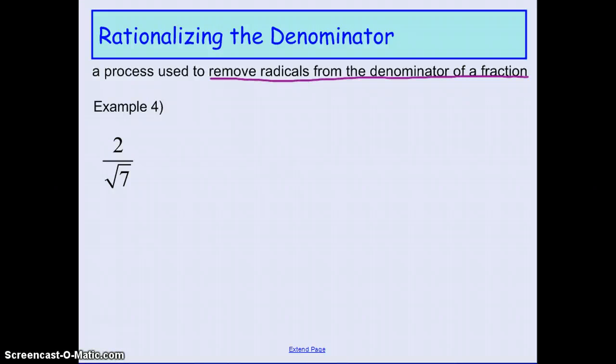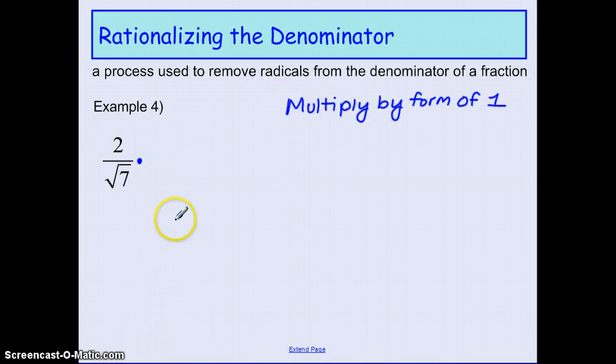This is really tricky and sort of algebra magic. We are going to take this original expression and we're going to multiply it by something that's going to get rid of that radical 7 in the denominator. And it turns out that what you need to multiply it by is a form of 1. And this form of 1 is created in a very special way. And the form of 1 we're going to use is going to be whatever that radical in the denominator is over itself.